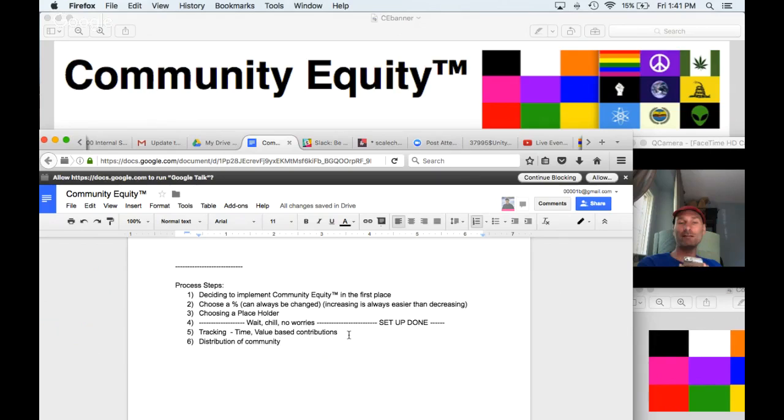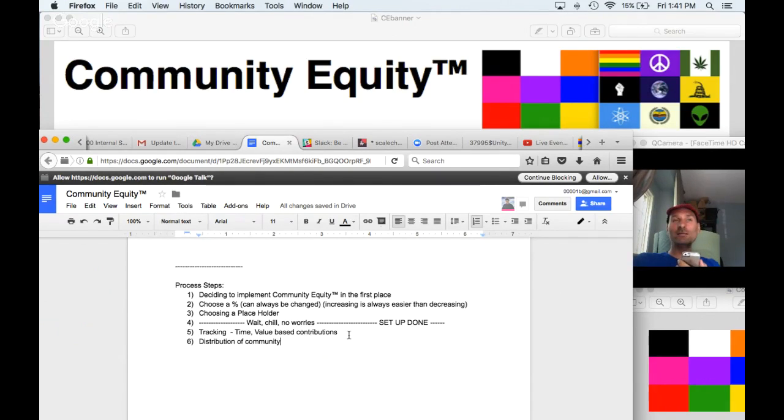So you have the idea that getting community equity set up is a very, very simple process, because you can choose the percentage, you choose your placeholder, just make the placeholder the company itself, and then you're done. And the reason you're done is because the individual beneficiaries of the community equity don't directly own the equity itself, and therefore it's not a legal process for them. So it can all happen later.